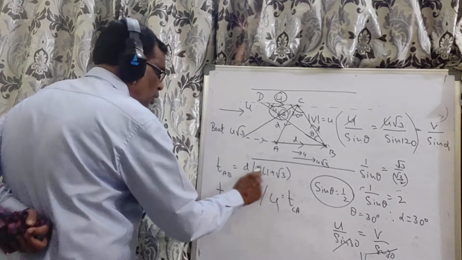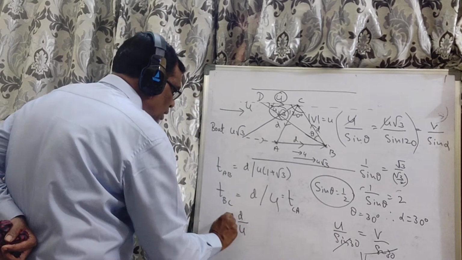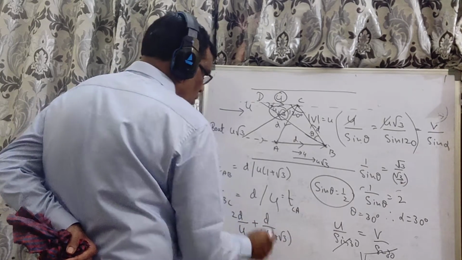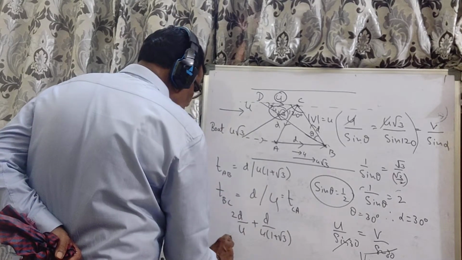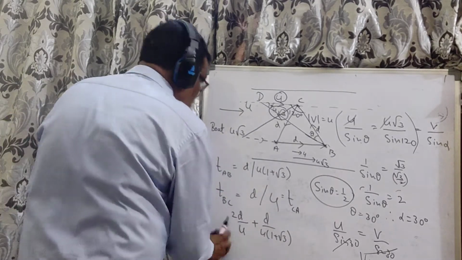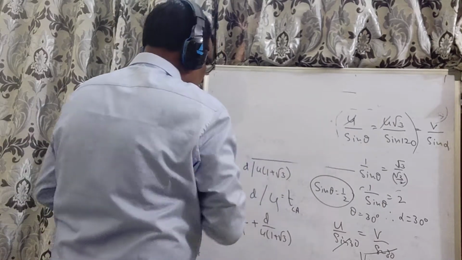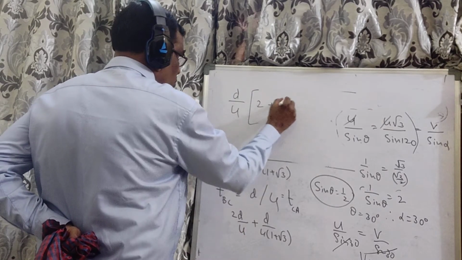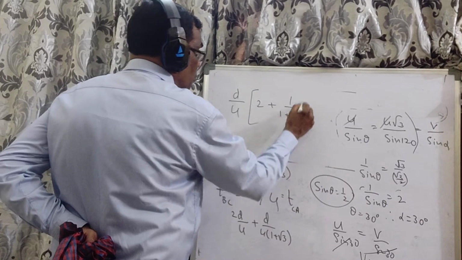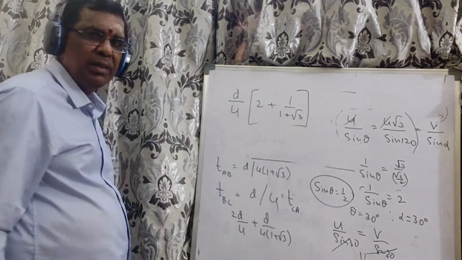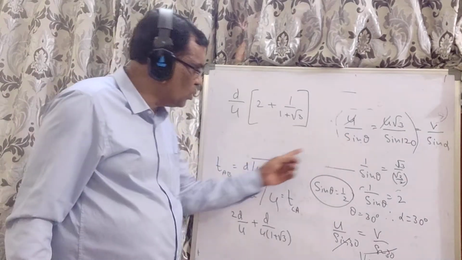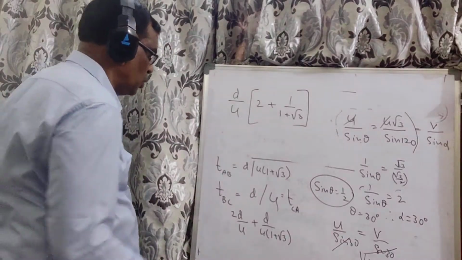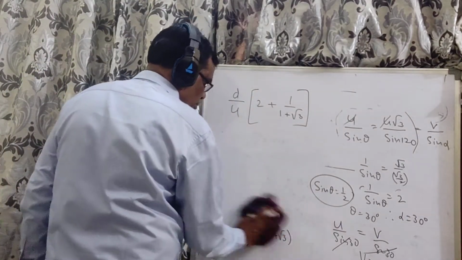What is the total time? What do you do? d by u plus d by u plus d by u into 1 plus root 3. Now d by u is common. Now I will write it here. d by u is common. Then you have 2 plus 1 by 1 plus. Now you can simplify and write. You try, if it goes clockwise, what time it takes. That is what I would expect you to do. I hope this problem is clear.